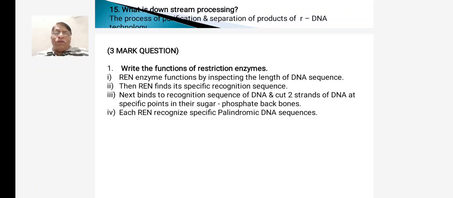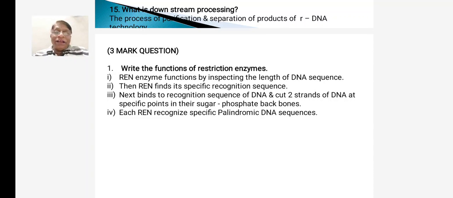Restriction endonucleases are the enzymes that function by inspecting the length of the DNA molecule or the sequence. It means first it inspects the DNA molecule.